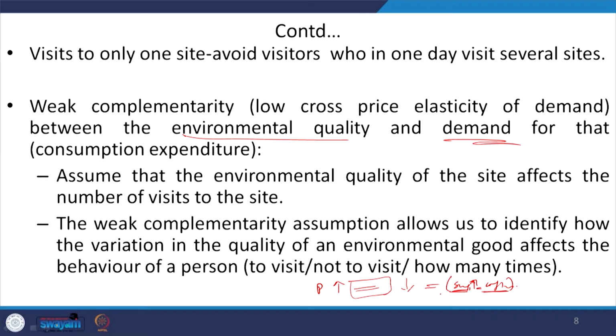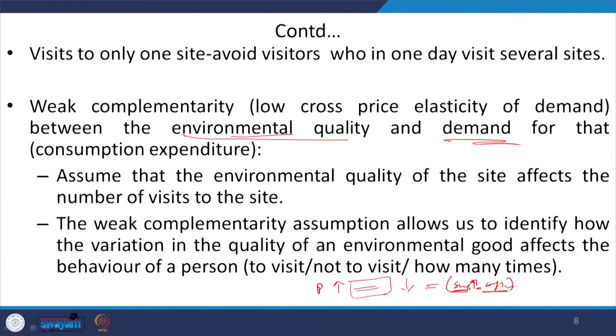So, weak complementarity can happen when we have a low cross price elasticity of demand. Technically defined, when we are finding low cross price elasticity of demand, then we are saying there exists weak complementarity. In this case we are taking into account weak complementarity between environmental quality and demand for goods. So, first of all, understand what weak complementarity is, which is technically defined as the low cross price elasticity of demand.